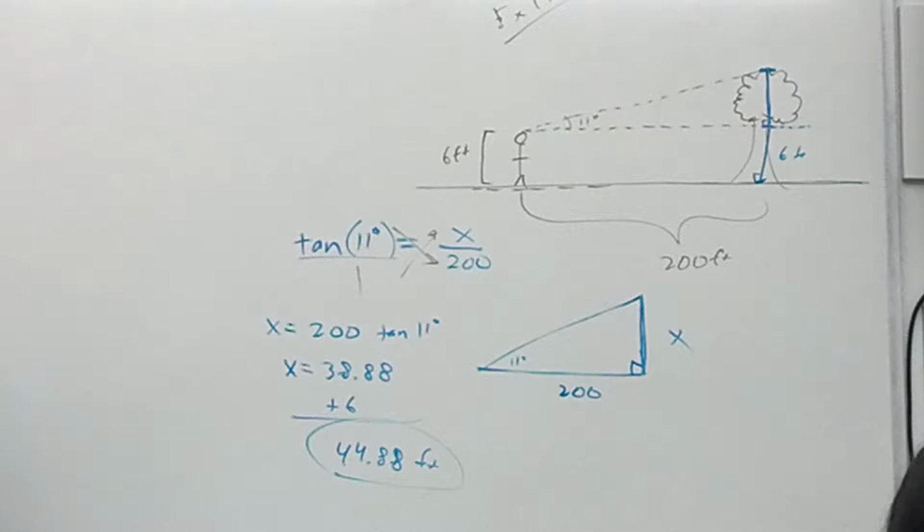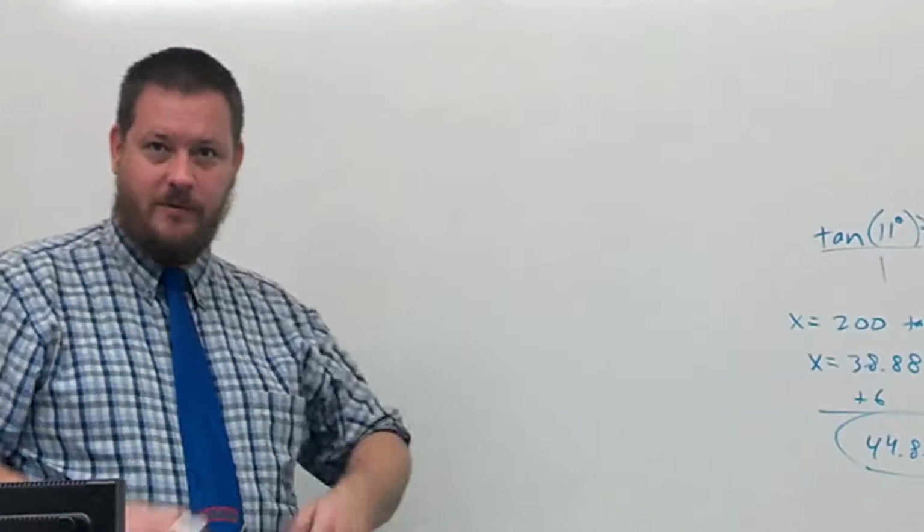Now the other side of angle of elevation. If this is 0 degrees horizontal, and we are looking up, that's an angle of elevation. We have to have something for going down, right? That's called an angle of depression.